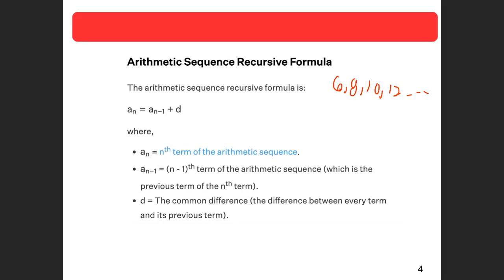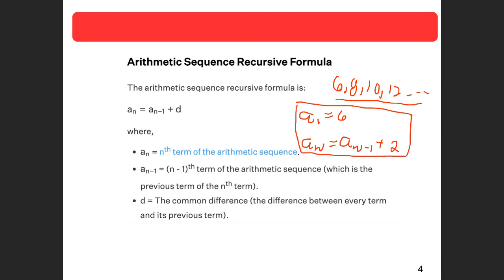So if I said, write this as a recursive formula, you would say a sub 1 is equal to 6, and then a sub n is equal to a sub n minus 1 plus or minus your d value. So this is the recursive formula for this problem, because you're taking the term before. The first term is 6, and then 6 plus 2 would give me 8, 8 plus 2 would give me 10, and so forth. So writing a recursive formula is fairly easy to do.